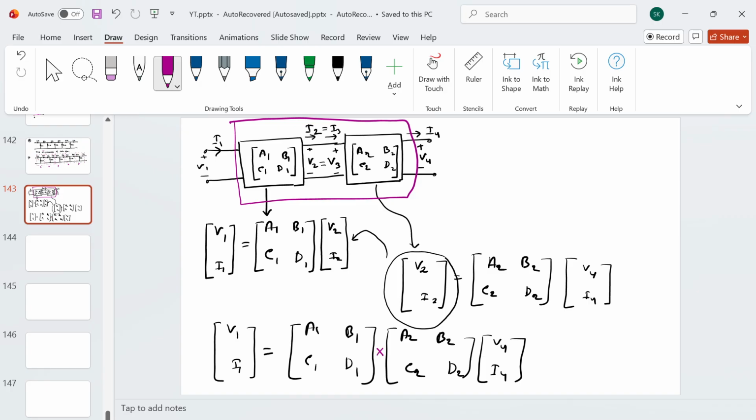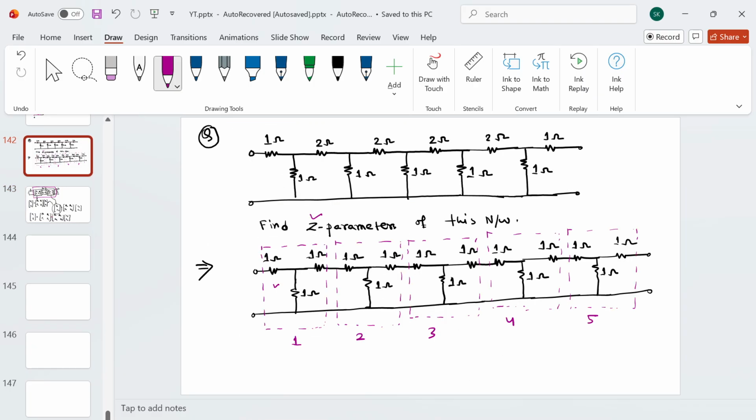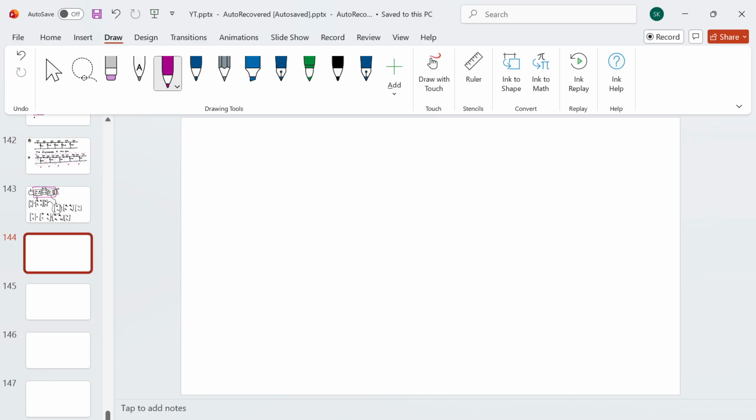So for cascade connection, if I know the ABCD parameter of this one T network, because all the other T networks are the same, I just need to find the ABCD parameter for this network, and multiply that matrix 5 times. Once you know the overall ABCD parameter of the entire network, you can change it into the Z parameter. That we will see. Now, let me calculate the ABCD parameter of this T network first.